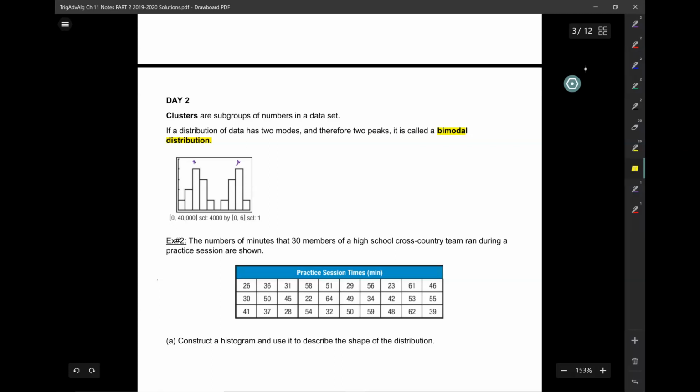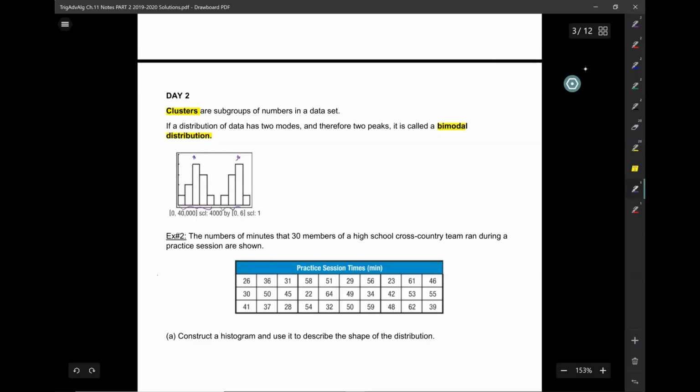This is called a bimodal distribution, and each of those groups of bars, right? You see how you have two groups of bars. Each of those groups of bars is called a cluster. So a bimodal distribution, when you draw the histogram, will have two clusters, right? Here is one cluster, and here is a separate cluster.